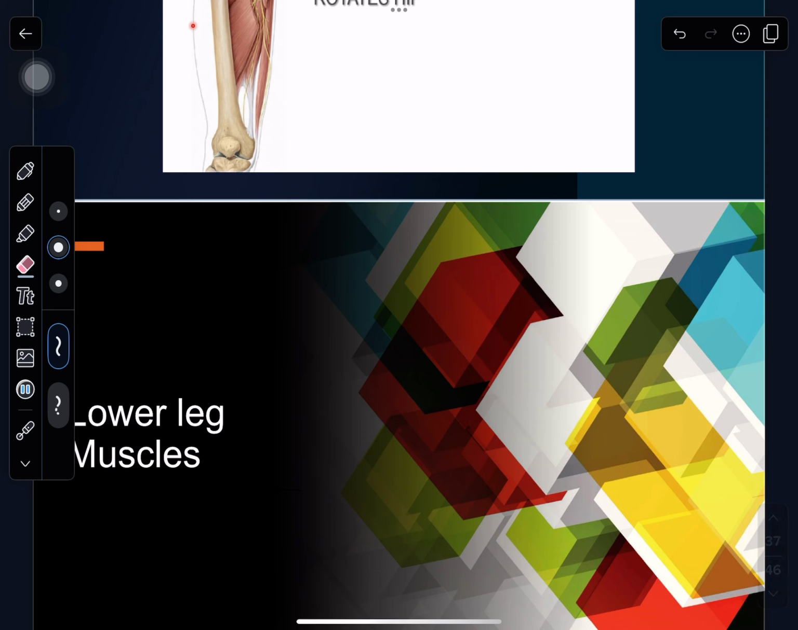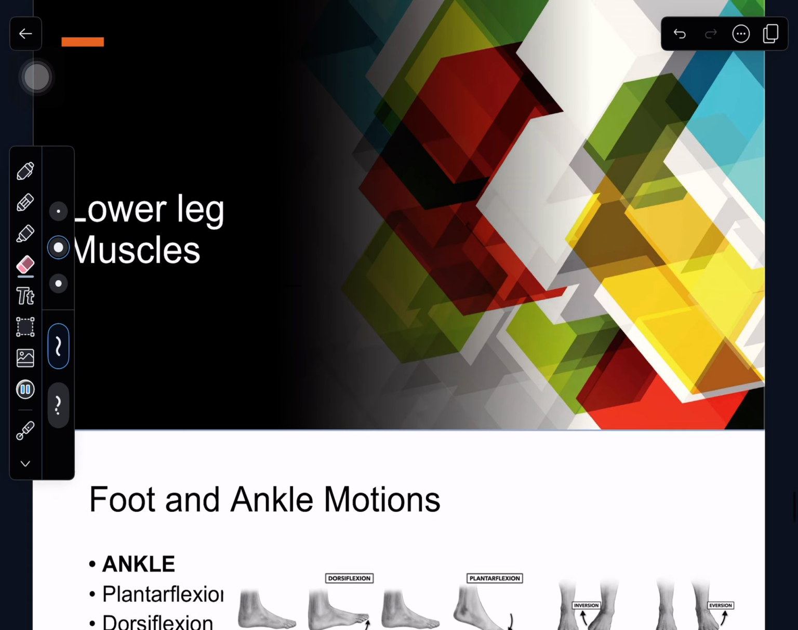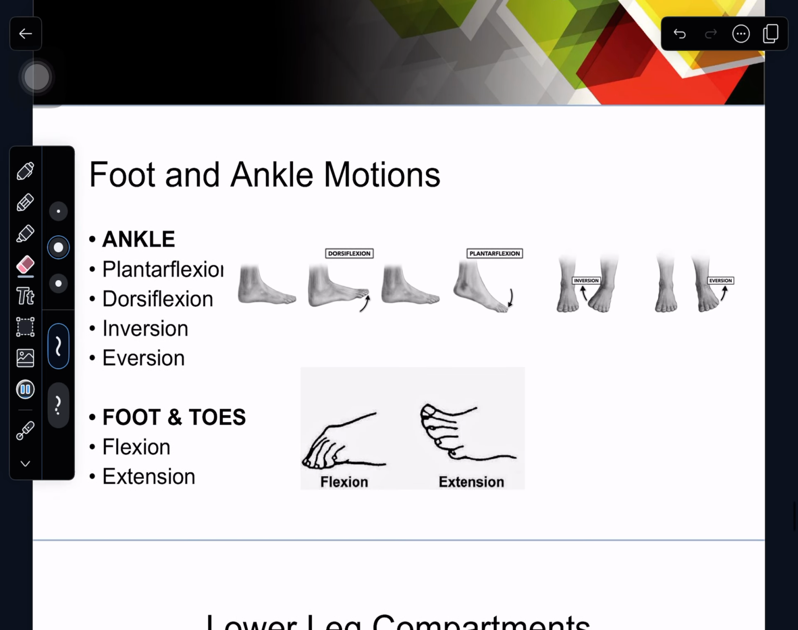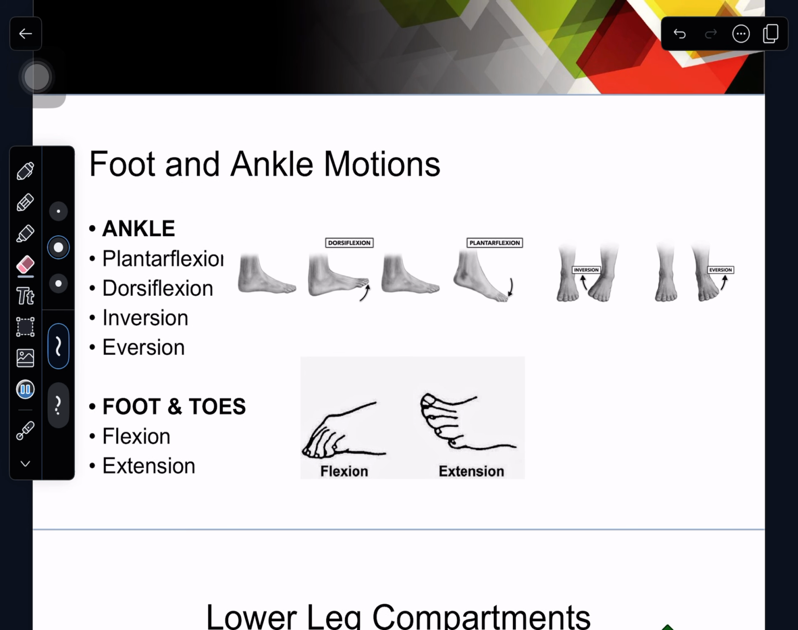And that wraps it up for our thigh compartments, the anterior, medial, and posterior thigh. So at this point, let's just jump right into our lower leg muscles. We're going to discuss the muscles of the lower leg and the foot and the ankle. As we go into these, the first thing I want to do is just review those foot and ankle motions that we're going to discuss with our muscle action.